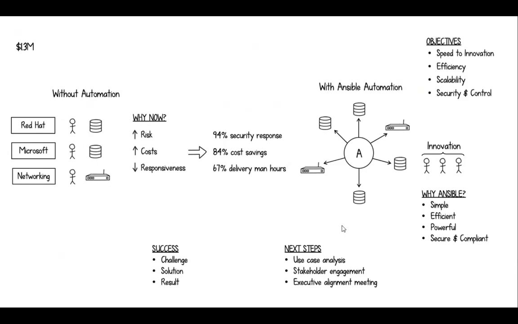Why automation? A very simple infographic is here. Without automation, if you have a disparate infrastructure, for example Red Hat infrastructure and Microsoft infrastructure in your data center, and also networking, how do you do the management? You have to go into the command center of each one of them and then manage. But if you have an Ansible layer, you can do all of it together and automate your tasks by just having a layer of Ansible, because it's that simple, efficient and powerful, as well as secure and compliant.